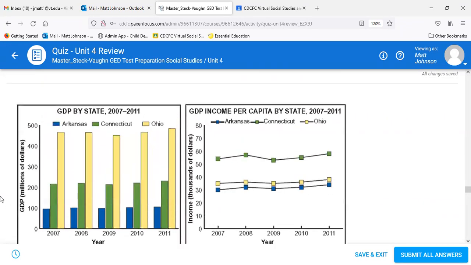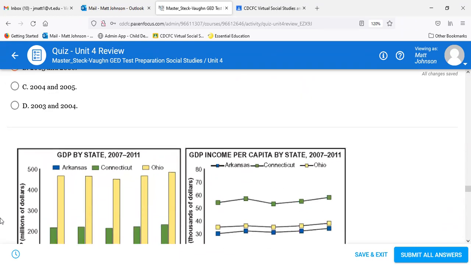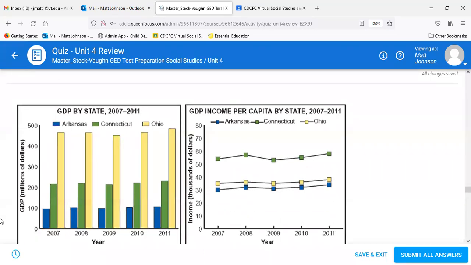Got some new information here. So GDP by state, we have 3 states: Arkansas, Connecticut, Ohio. We see Ohio has a pretty big GDP, right? Lots of goods and services. The value of the goods and services produced in Ohio is much bigger than Connecticut and much, much bigger than Arkansas, which is in blue. And we have that in GDP per millions of dollars. So between 2007 and 2011, we see steady for all 3 of those states. Ohio almost getting up there to about 500 million.